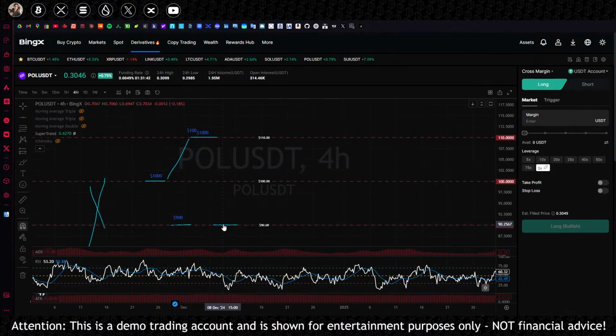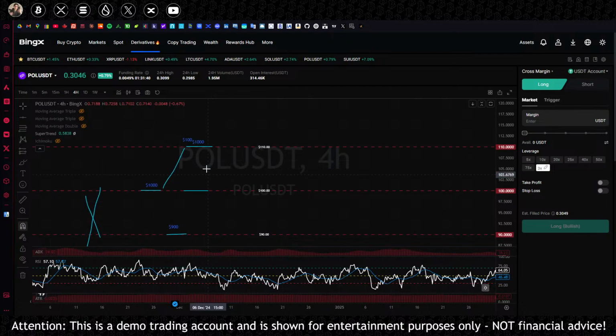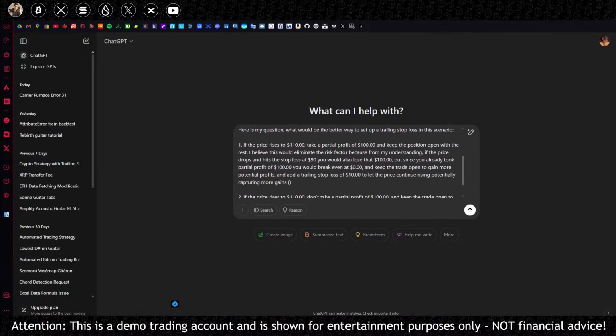So what this means is if price is now up here, of course, you made $1,100, right? 1,100. And if you increase your stop loss up here now, you would go back to your original 1,000 here. Okay, that makes sense, right? You're making 100 extra dollars. Now, the question would be, what would be the better way to set up a trailing stop loss in this scenario? So if the price rises to 110, you take a partial profit of $100 and you keep the position open with the rest.